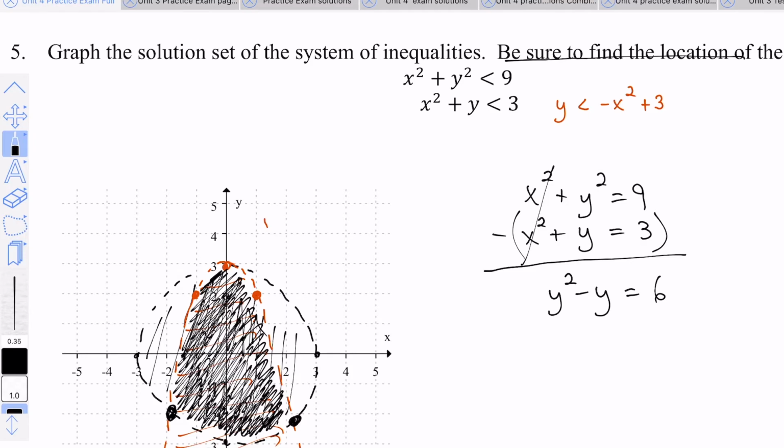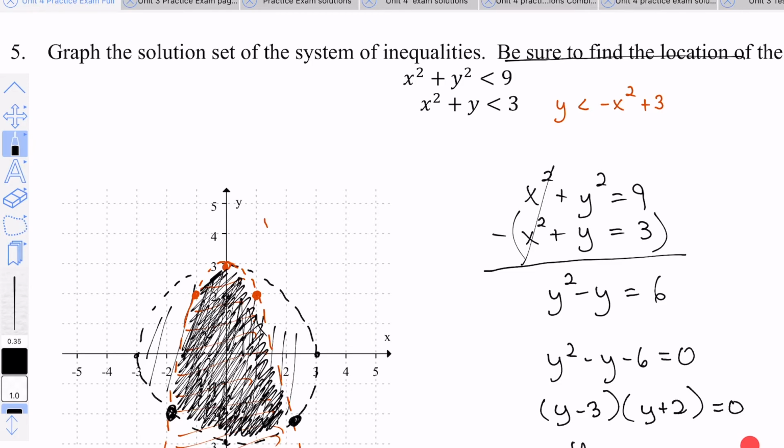So now I have a quadratic equation. I'm going to get it equal to 0 by subtracting 6 and then factor and then two values for y.